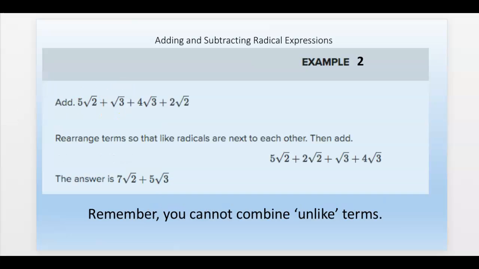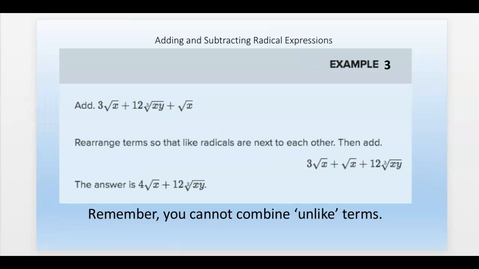And another example: this 5 times the square root of 2, I can put that together with the last one, the 2 times the square root of 2, because the radicals are exactly the same. And here these two square roots of 3, I can put those two together. So 5 plus 2 is 7, 7 square roots of 2, and 4 plus 1 more is 5 square roots of 3. Remember, we cannot combine these two. They are not like terms. I cannot combine the square root of 2 and the square root of 3.